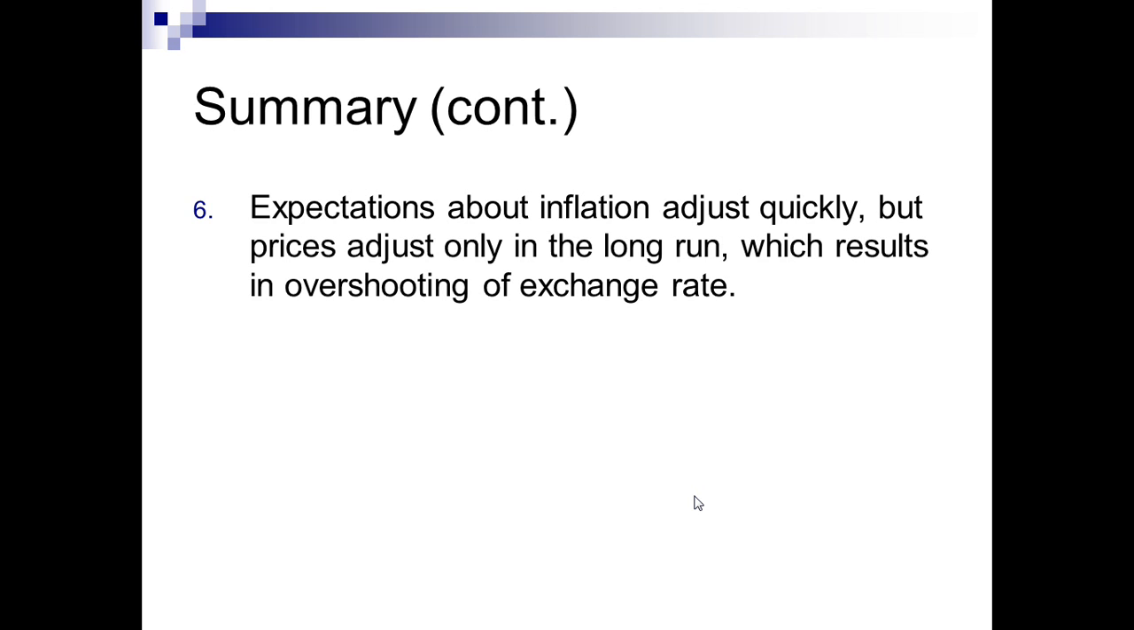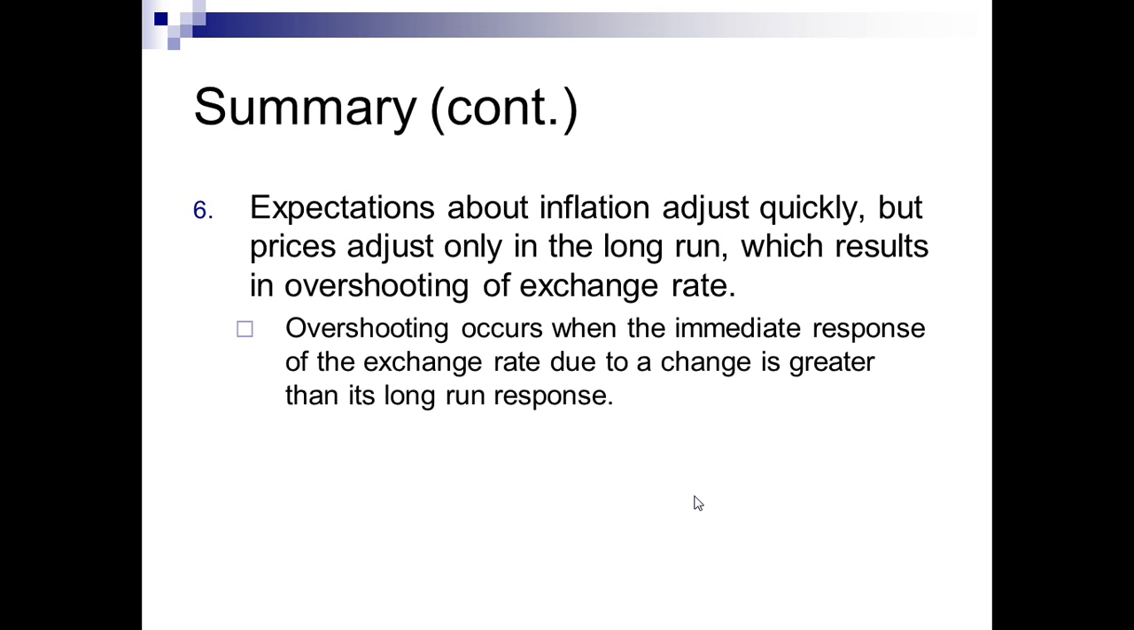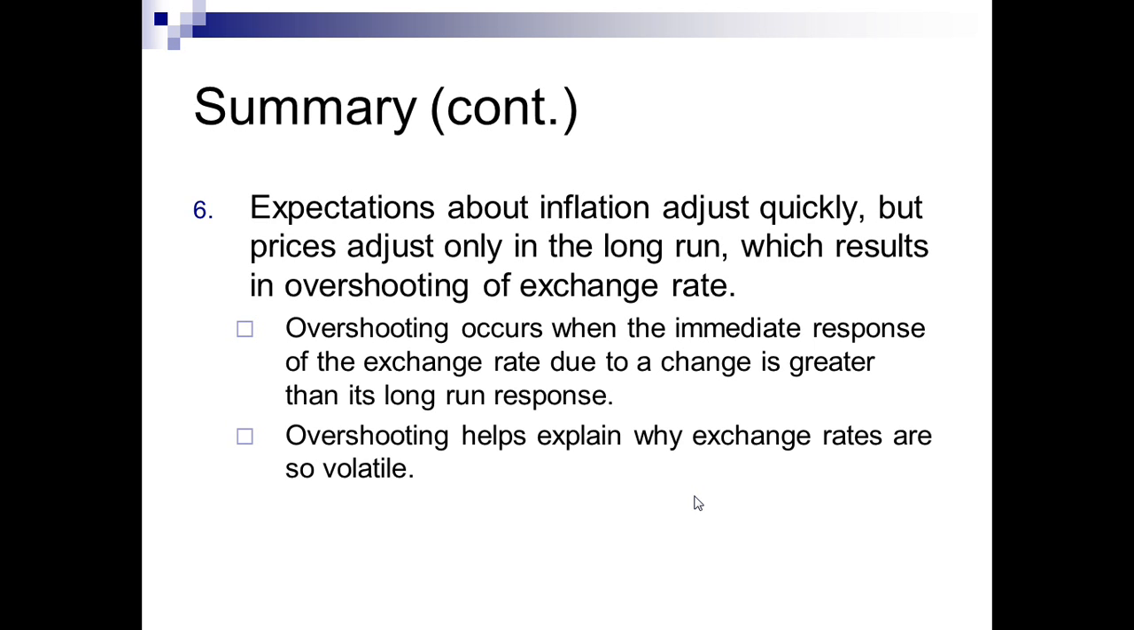Number 6, expectations about inflation quickly adjust, but prices adjust only in the long run, which results in overshooting of the exchange rate. Overshooting occurs when the immediate response of the exchange rate due to a change is greater than its long-run response. And overshooting helps explain why exchange rates are so volatile. And this concludes the lecture.